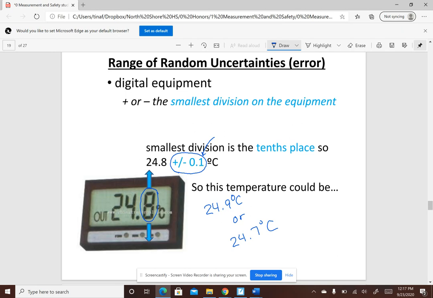So that range is what you'd have to be aware of when you're using something digital. If the thermometer read to the 100th spot, you would do plus or minus 0.01. If it read to the 1000th spot, you would do plus or minus 0.001. If it read to the 1 spot, you would just do plus or minus 1. So you're just taking that last number and making it go up 1 or down 1. That's nice and easy, and that's the rule for digital equipment.